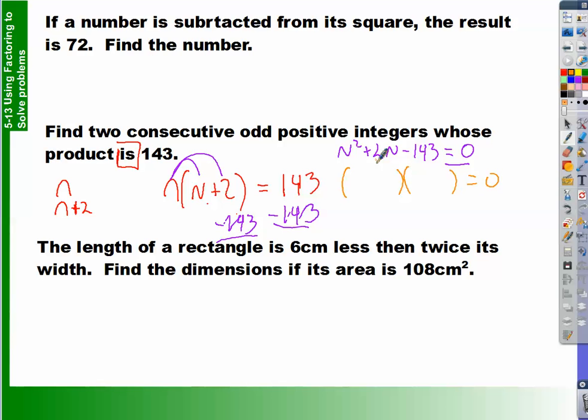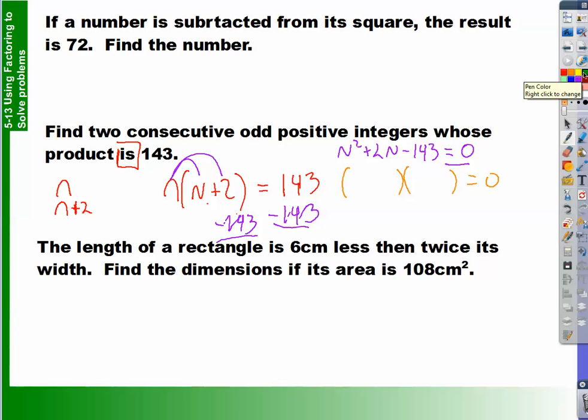This is factorable. Wait, is it not negative? Oh, 143 is not prime. It's factorable. How do you figure that out? I just went through all the numbers. What are the factors?